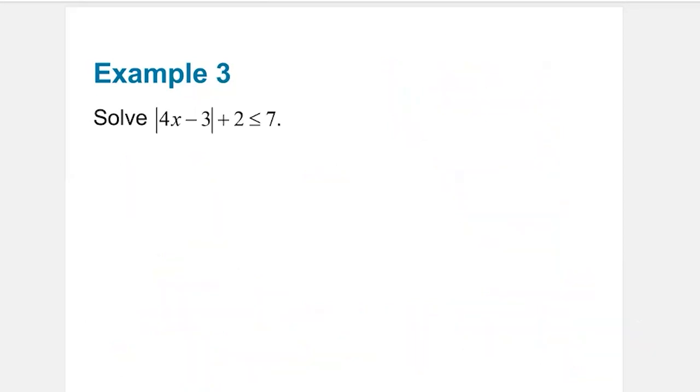So now we want to talk about inequalities. And again, inequalities are a little more difficult to do with absolute values. So I'll try to go slowly.